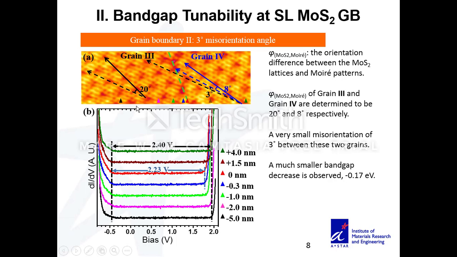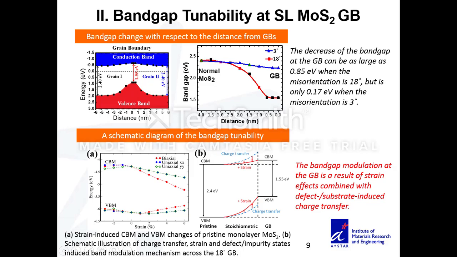And we also do a series of STS spectra across the green boundary, and here only a very small decrease is observed. The change is only minus 0.17 volts. So we plot the bandgap change with respect to the distance from the green boundary here. So we can see that when the distance is larger than 4 nanometers, the bandgap is 2.4, and then as the tip approaches the green boundary it decreases a lot.